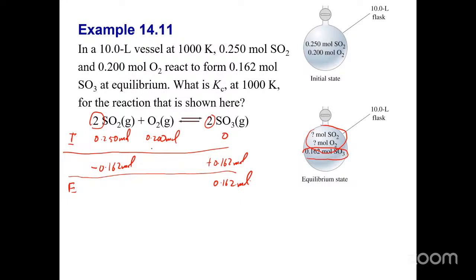So what about the O2? Based on the stoichiometry of the equation, for every 2 moles of SO3 that is produced, 1 mole of O2 will react.